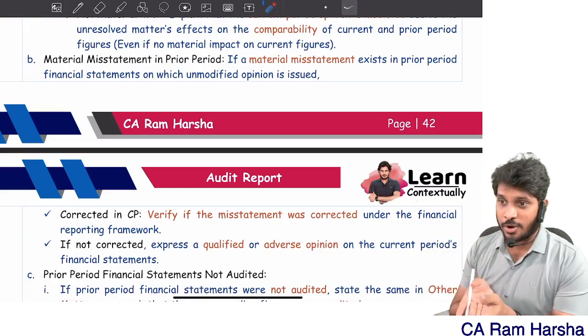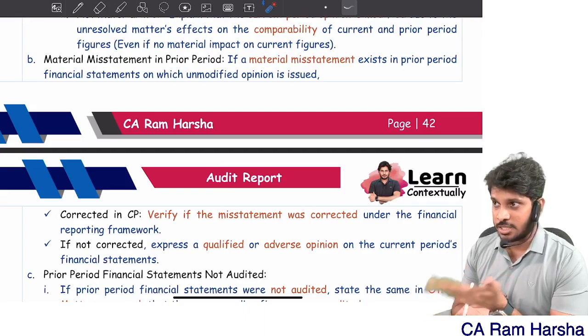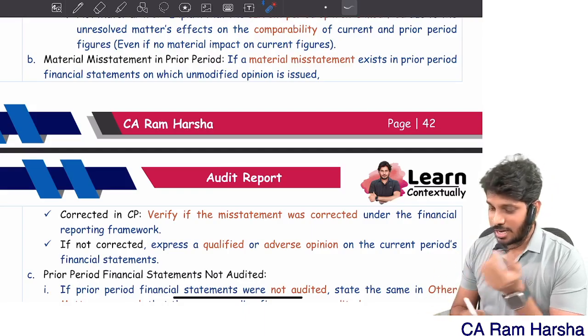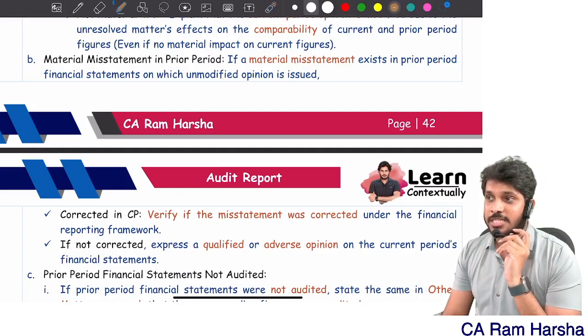By the way, this is very important because once in every 3 attempts they will ask this. This is not a C category. This is A category only. Okay, now, so material misstatements in prior period.